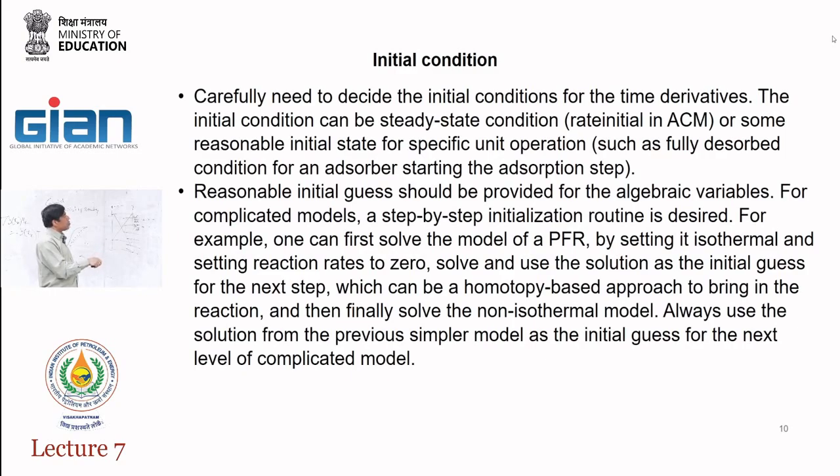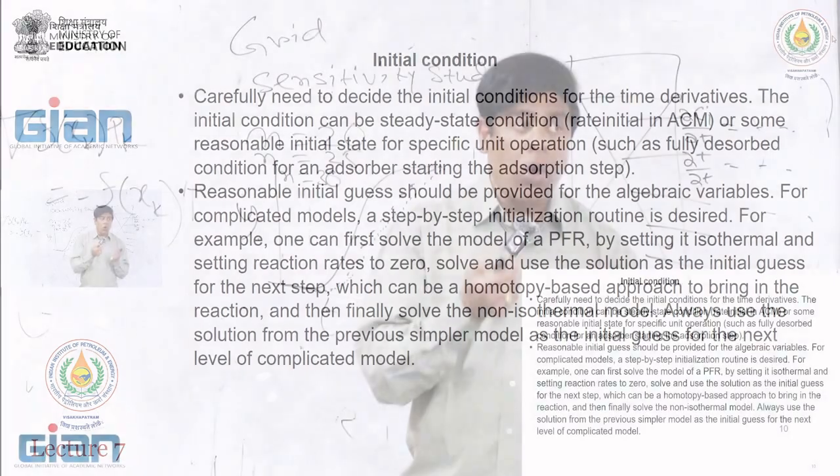One thing I'd like to say and finish over here is that we generally prefer a step-by-step initialization procedure. The idea is that if I am solving a plug flow reactor and non-isothermal model, I can first solve a model which has no reaction and is isothermal. It's an easy solution. Then use that solution as the initial guess for when the reaction is turned on.